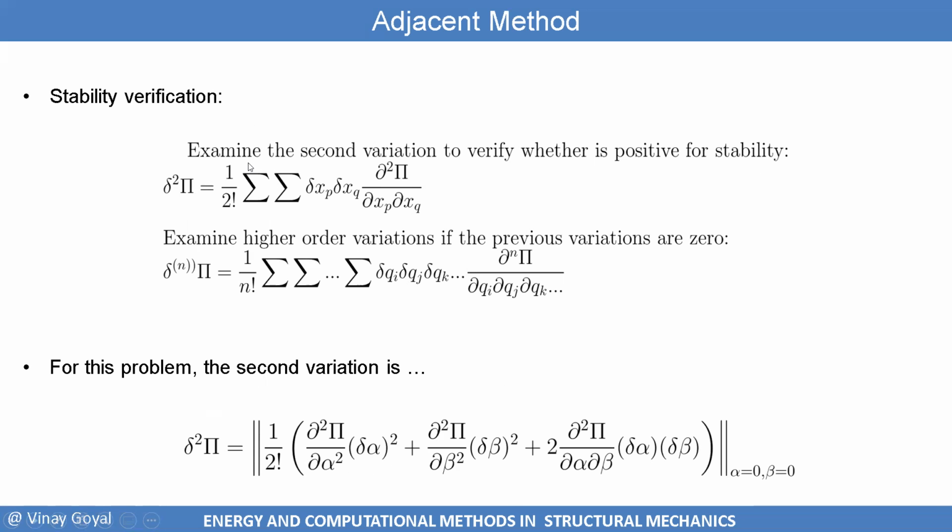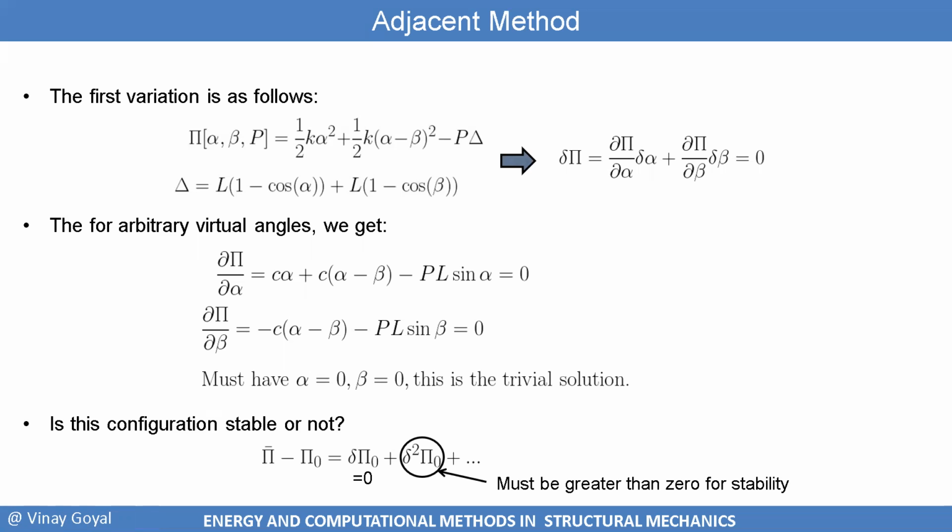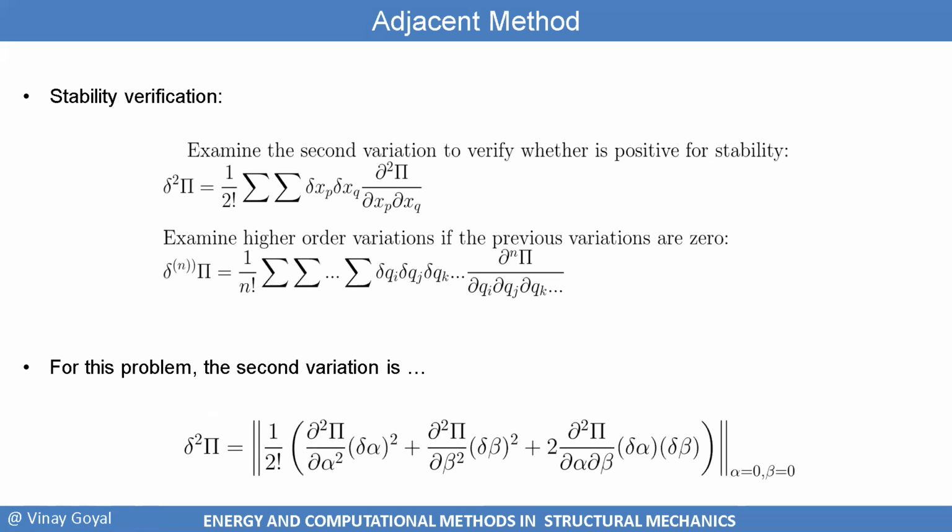So stability verification is to examine the second variation to determine whether it's positive for stability. And so we can examine higher order variations even using this formula here. And for this problem, the second variation, you can do that very easily. We've shown you how to do that. The second variation using this formula is going to look like this.